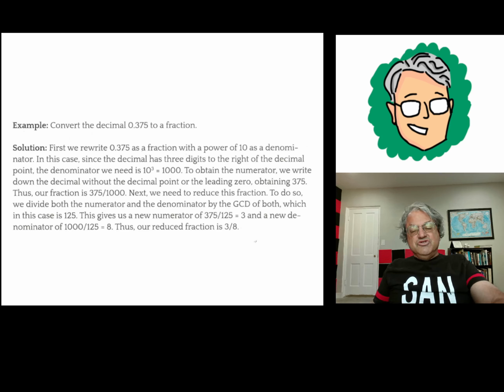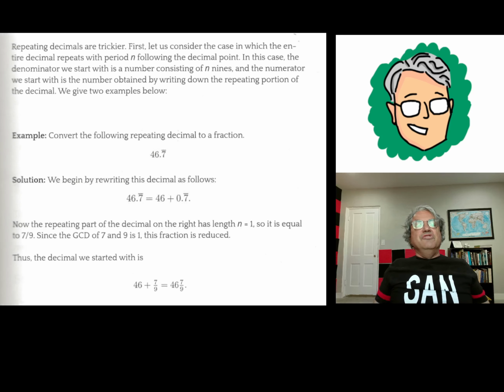Repeating decimals are trickier. The next three examples I'm going to give are all going to be repeating decimals. I'm going to start with an easy one here. It's always easiest if it starts repeating right after the decimal point. Those are the easiest cases, and those ones aren't too bad. So suppose we're given 46.7 repeating.